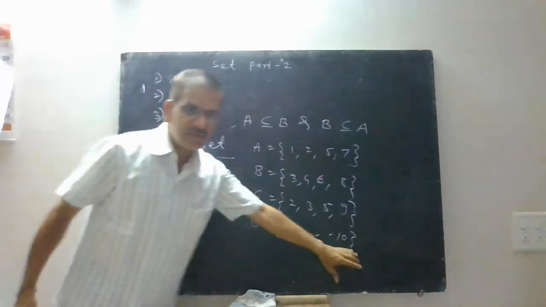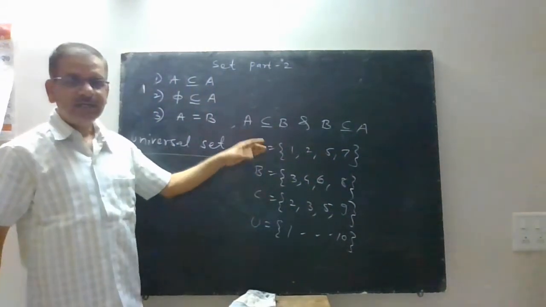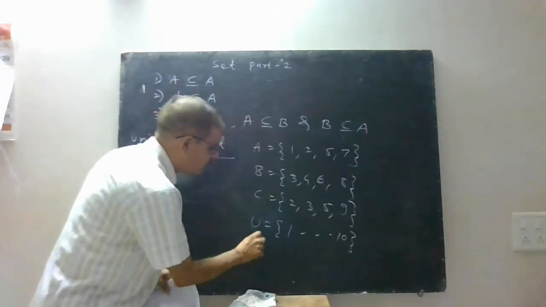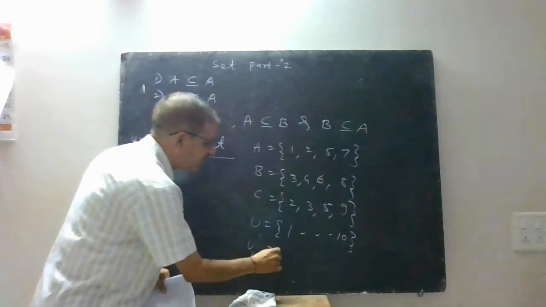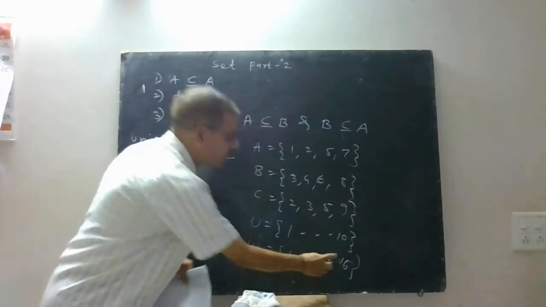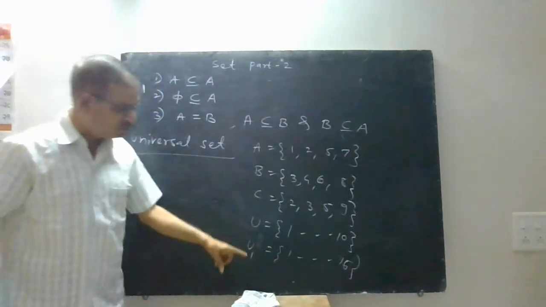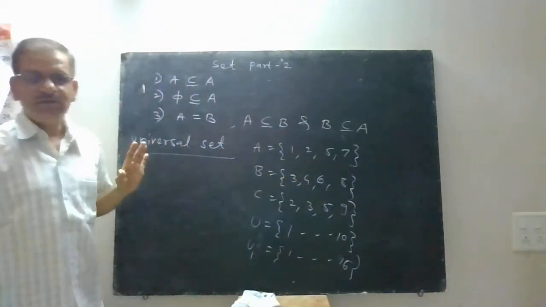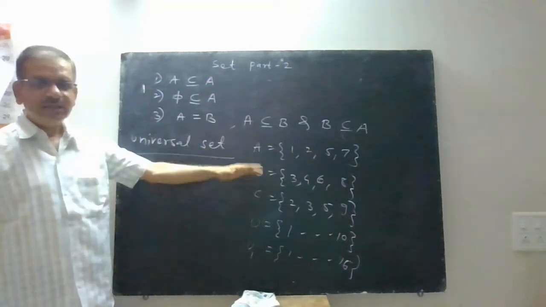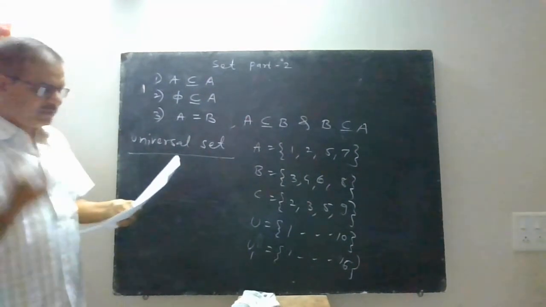So this U set, you can call it the universal set for these three sets. Not necessarily only U, you can have one more U dash, or suppose U1 is 1 to 15. The only thing is that the three sets under consideration should be subsets of this bigger set. So a universal set depends on the sets under consideration.